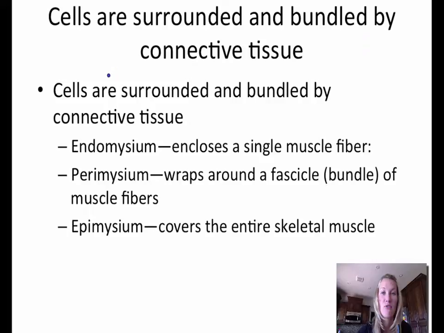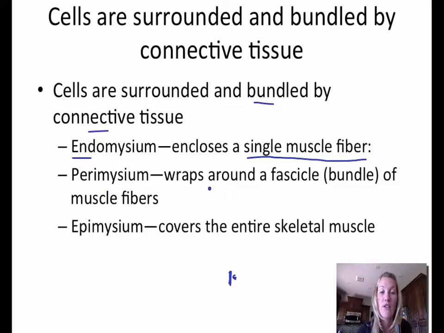Cells are surrounded and bundled by connective tissue. What that means is you don't just have your muscle cells linked together; you have connective tissue that helps protect them. The first one here is endomysium, which encloses a single muscle fiber. So if we have a fiber here, the endomysium is going to surround that one single fiber.